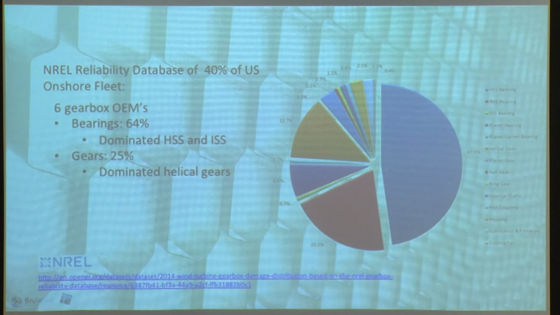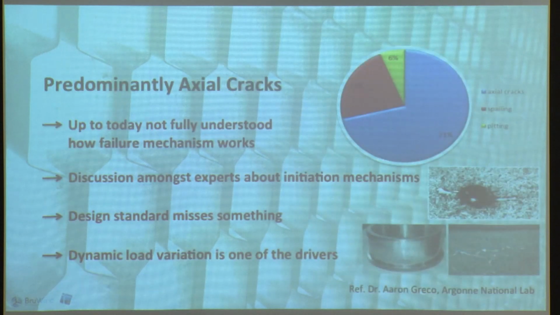Bearings is 64%. I will have an animation of a bearing later on to show you what it exactly is. And it's predominantly in the high-speed stage. So the last stage of the gearbox, that's really at high speed, those bearings are the most susceptible. I will focus on them, and I will also focus on planet carrier bearings, so bearings in the front of the gearbox. Why is that? If they break, the whole gearbox needs to be replaced. So it's one of the things that costs quite a lot of money.